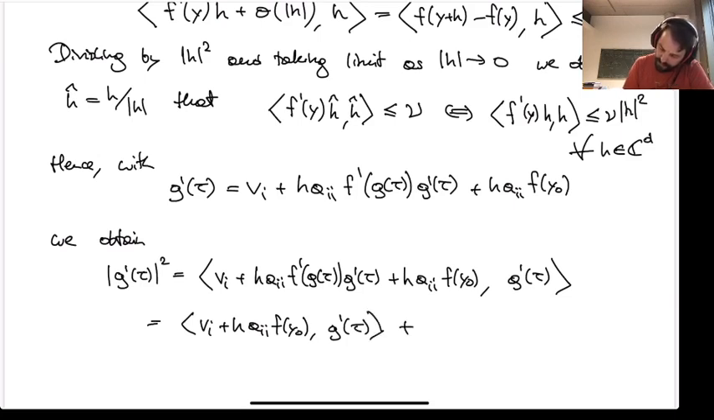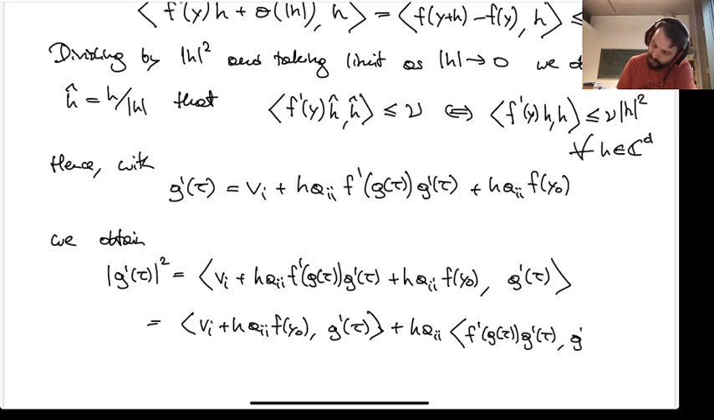Plus, and then I'm left with h a_ii, and then we've just shown that this thing here is less than or equal to, well, let's write it out first. h a_ii, I can pull that out immediately, h a_ii inner product f prime of g of tau g prime of tau with g prime of tau.